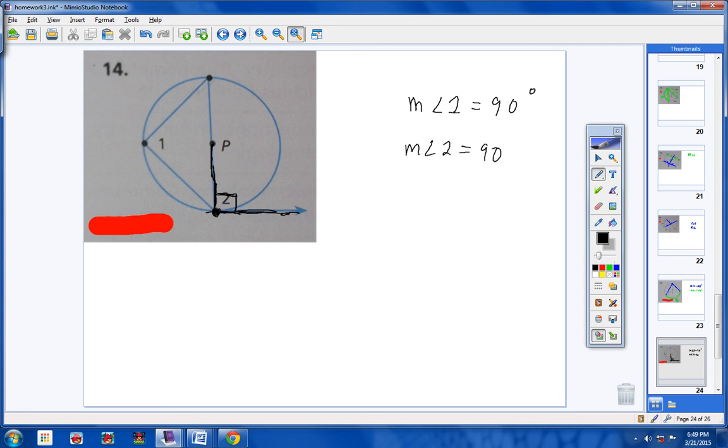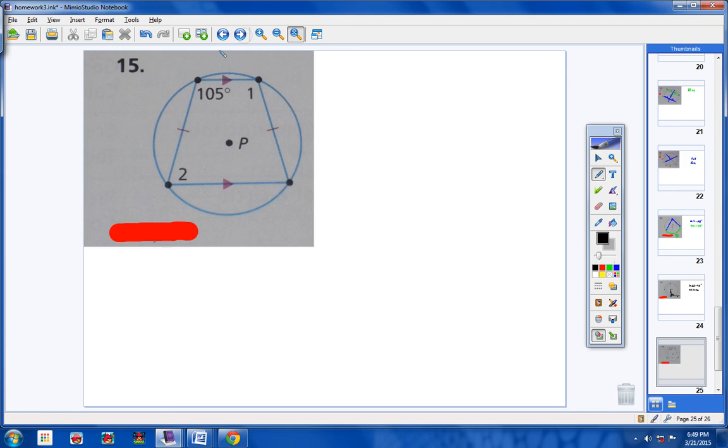Alright, number 15. We also learned that if a quadrilateral is inscribed, its opposite angles are supplementary. That's the only way that a quadrilateral can be inscribed inside of a circle, if its opposite angles are supplementary. Now, if you look at this shape we have here, guys, it's an isosceles trapezoid.